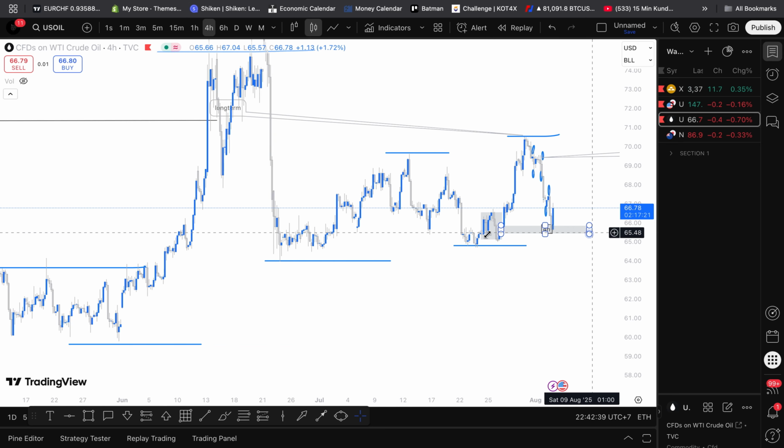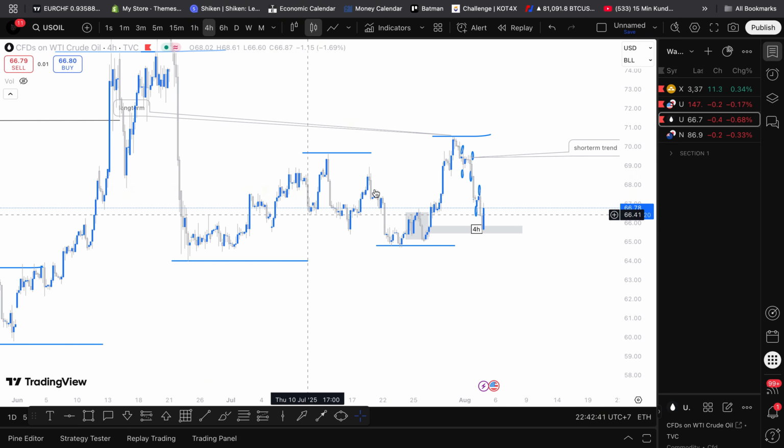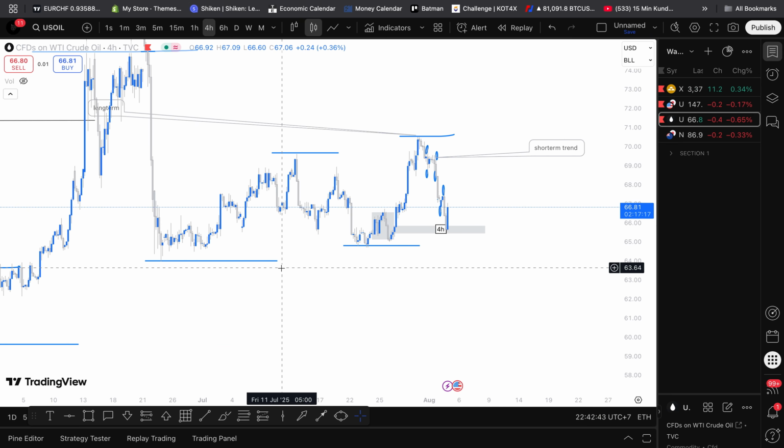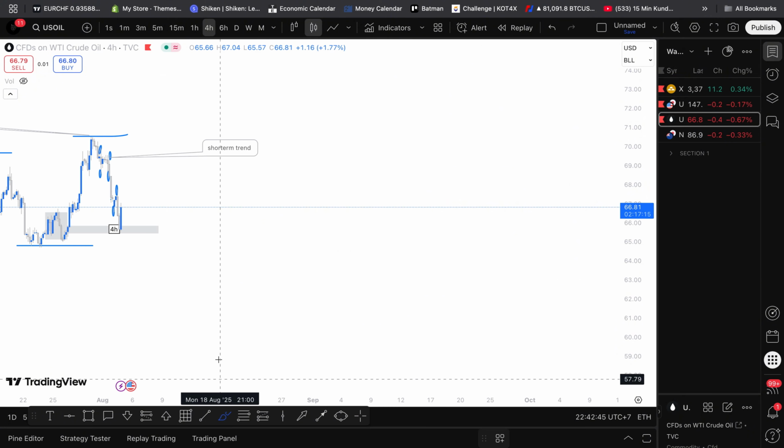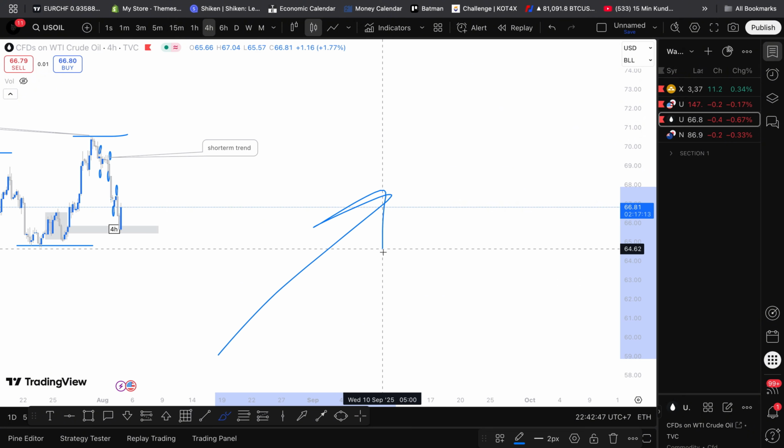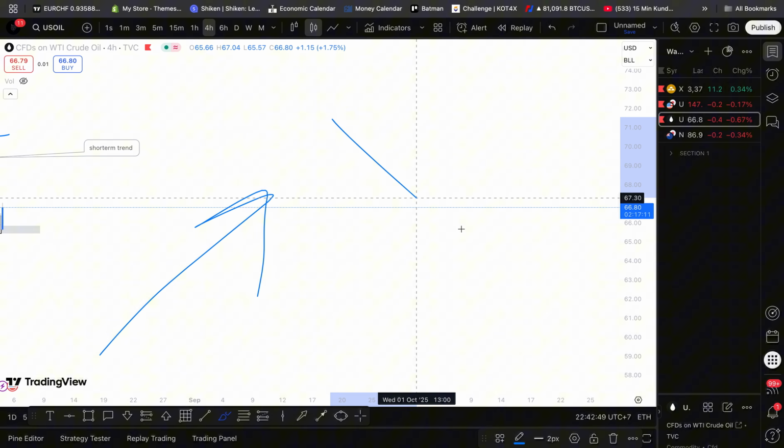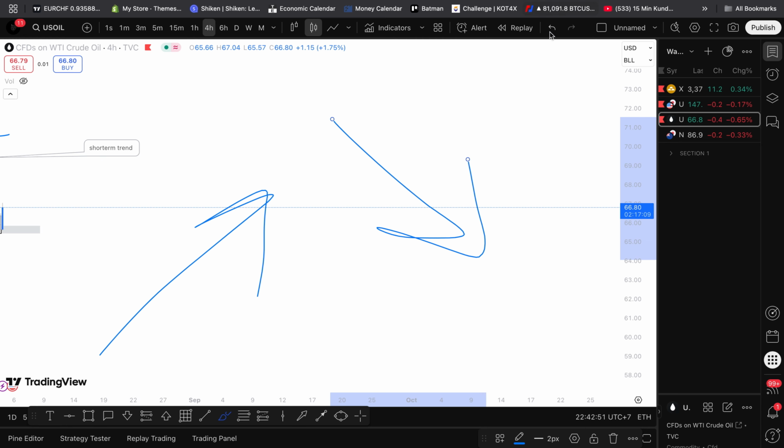So I go on the 4 hour, and this is the time frame I use for my trend. So it's obvious. If the 4 hour looks like it's going up and it's ascending, then I know that's my long-term trend. Down, descending, I know it's my short-term trend, right?